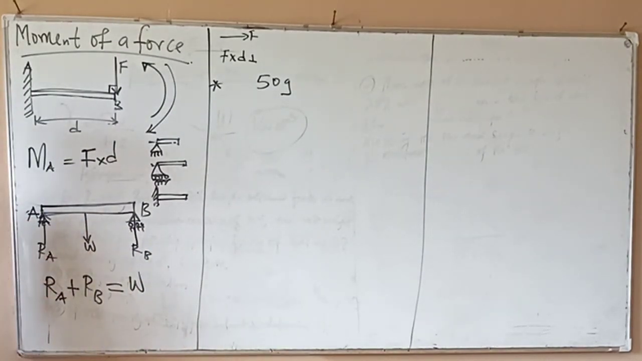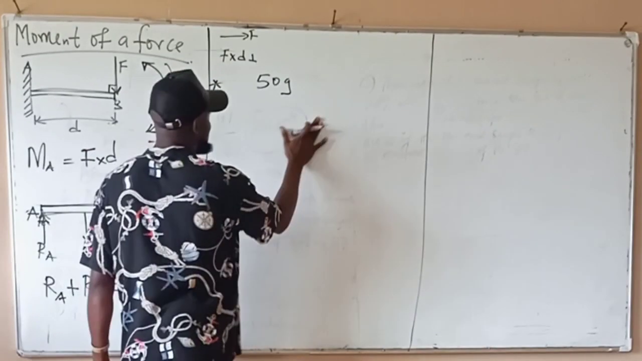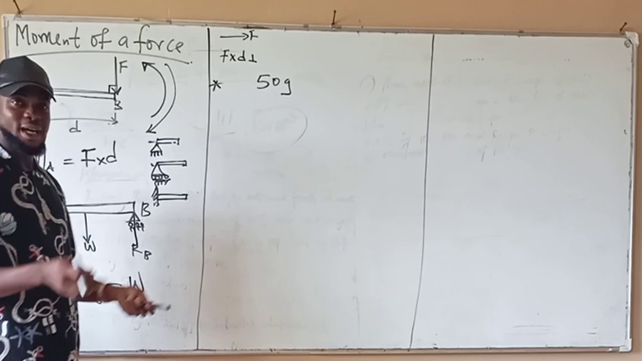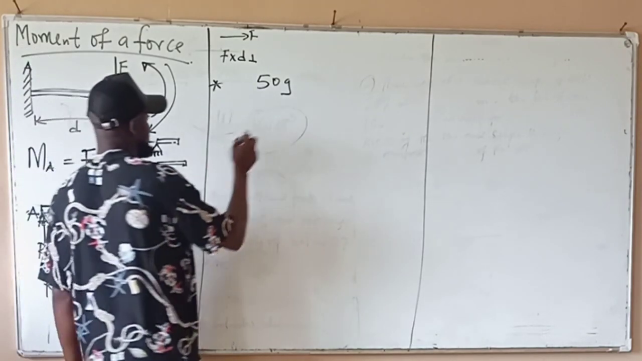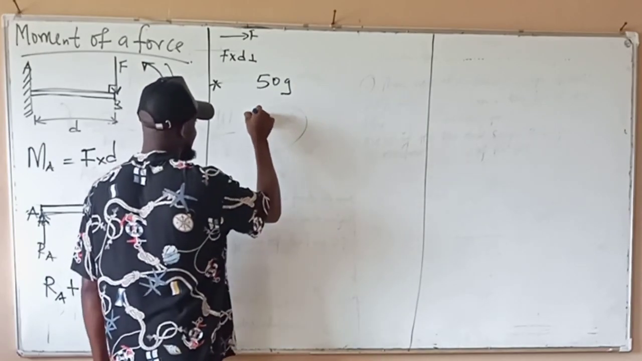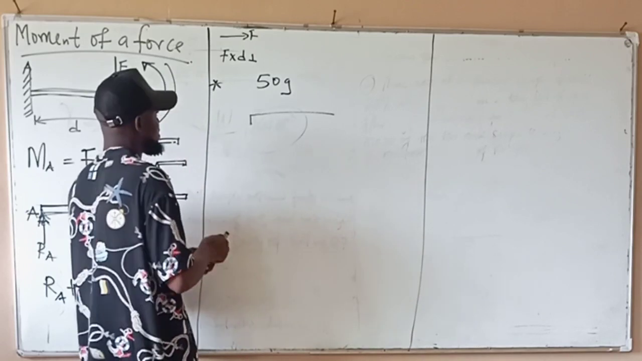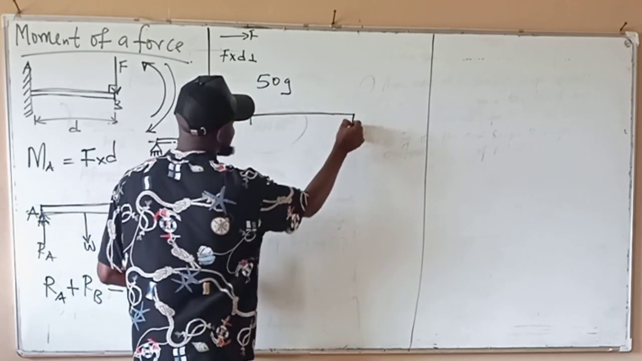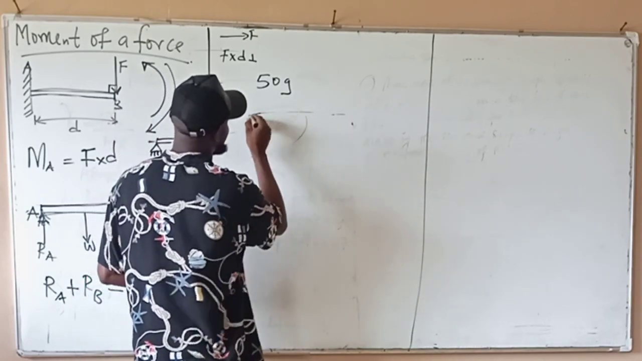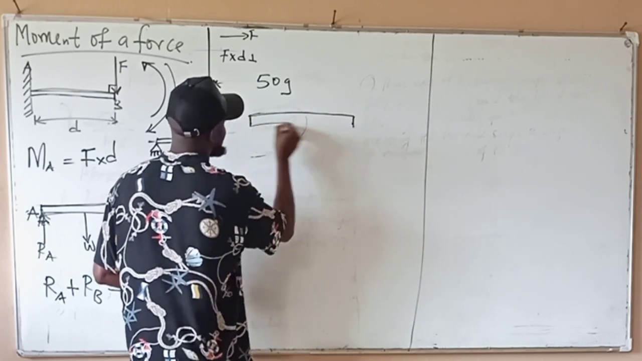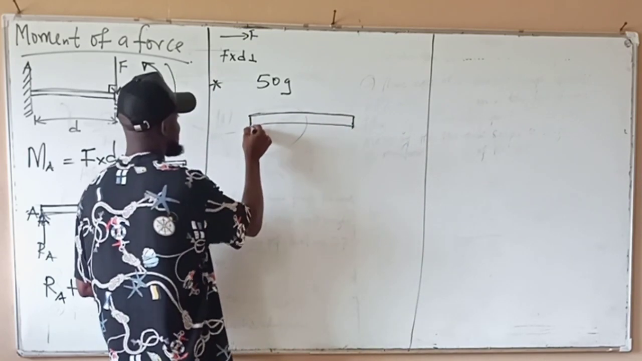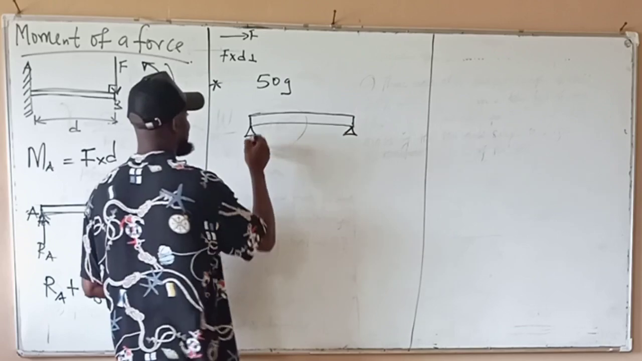Obtain the reaction at pivot A and pivot B. You see the meter rule is like this, and it's pivoted at both ends. You have a pivot here, you have a pivot here.